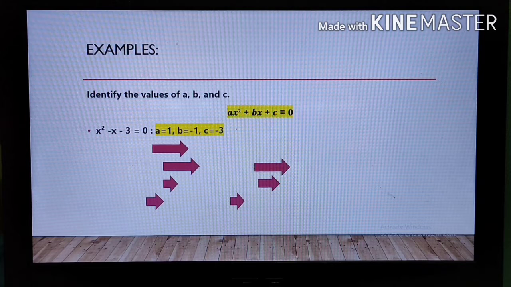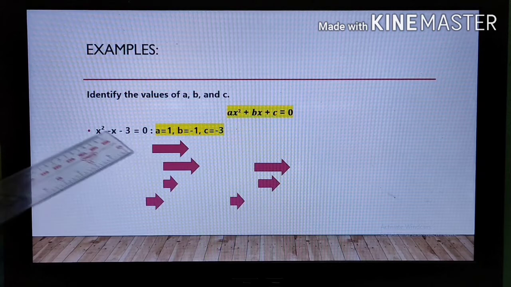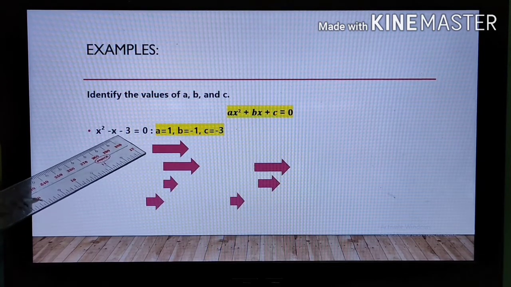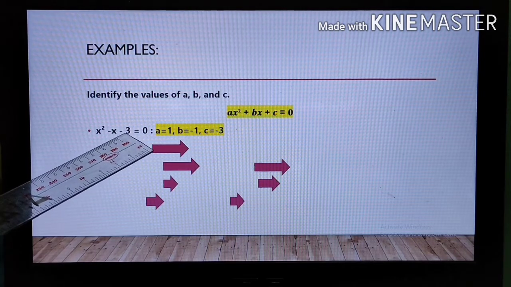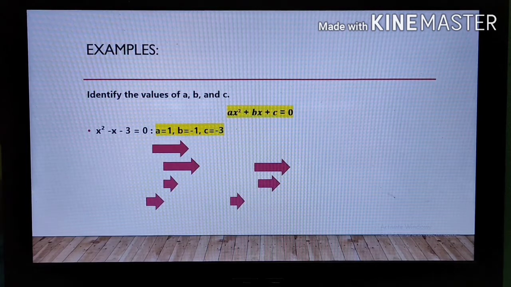So first, class, before nyo i-identify ang values ng a, b, at c, tingnan nyo muna yung given na equation if nasa standard form na ba siya. So ito, example number 1, x squared minus x minus 3 is equal to 0. As you can see, nasa standard form na siya, diba? So since nasa standard form na siya, you can directly identify the values of a, b, and c.